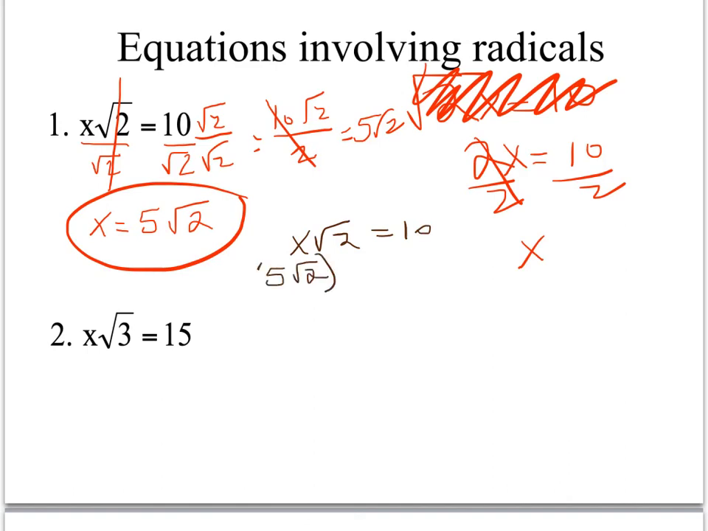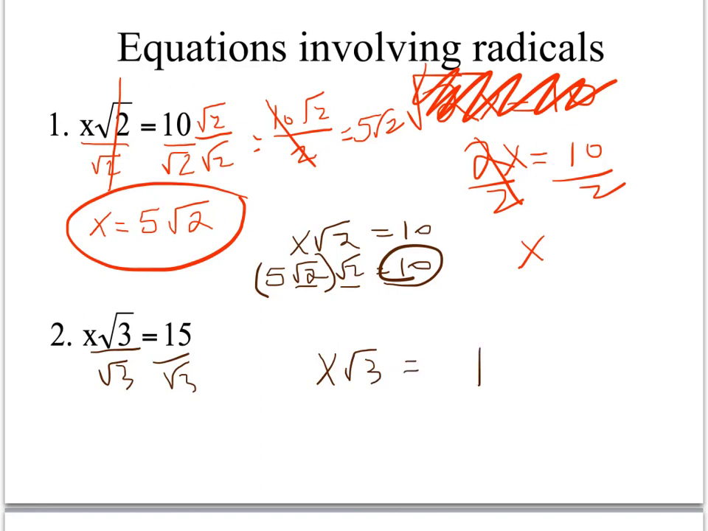So let's see if 5 root 2 times root 2 does in fact equal 10. Root 2 times root 2 is 2. 2 times 5 is 10. We've done the math correctly. Now, I could do the exact same thing with the second problem. Divide by root 3 on both sides, but I'm going to give you another method just in case you want to use it. X root 3 equals 15.